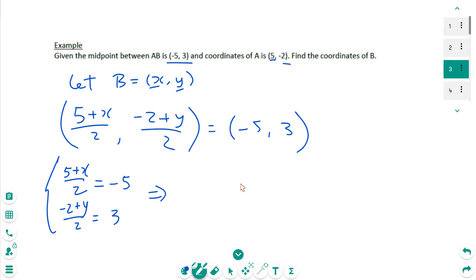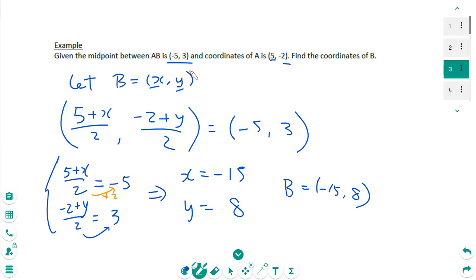Solve it one by one. For x, times by 2, so -10, then minus 5 is -15. So x equals -15. And for y, 2 times 3 is 6, 6 plus 2 is 8. So B equals -15, 8. Easy peasy. Yeah, midpoint easy.